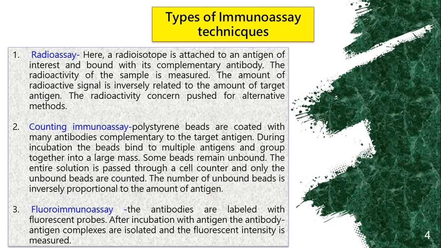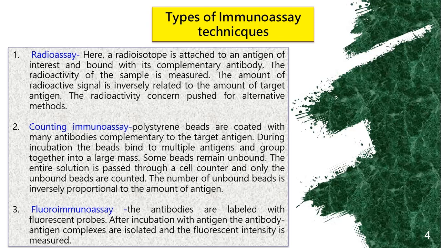Here are different types of immunoassay techniques. The first one is radioassay. Here, a radioisotope is attached to an antigen of interest and bound with its complementary antibody. The radioactivity of the sample is measured. The amount of radioactive signal is inversely related to the amount of target antigen. The radioactivity concern pushed for alternative methods.